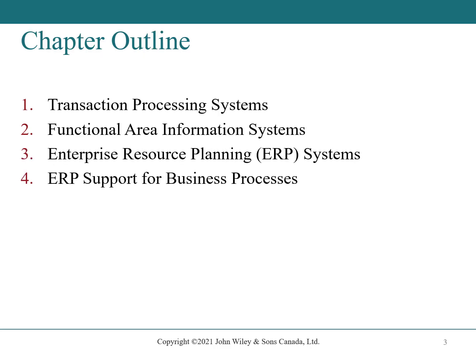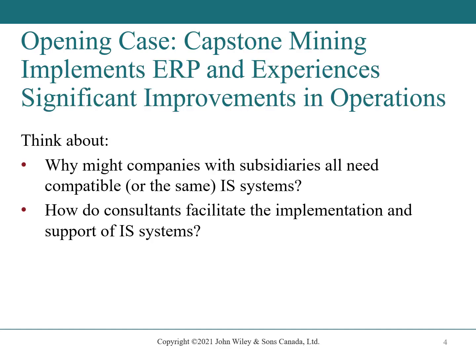Chapter Outline. 1. Transaction processing systems. 2. Functional area information systems. 3. Enterprise resource planning, or ERP, systems. And 4. ERP support for business processes.